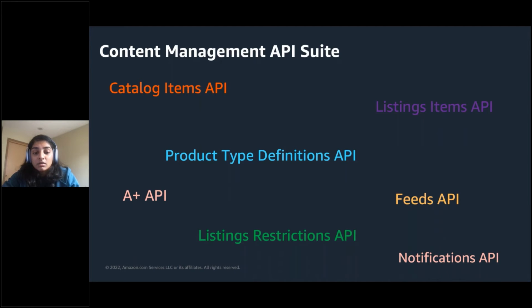And then we have the Listing Restrictions API that lets you check whether restrictions exist that prevent the creation of a listing on Amazon's catalog. Last but not the least, we support 2 asynchronous notifications that are available to detect when the status of an item changes or if processing issues have occurred.